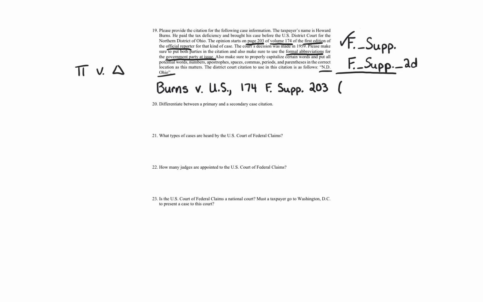Let me put a line here. So we're doing the official citation down here. So space. Now we have our location. That's going to be this right here. So it's just N period D period, and follow exactly how I give you. Space. So N period D period space. Capital O for Ohio. H-O. So exactly how I give you.